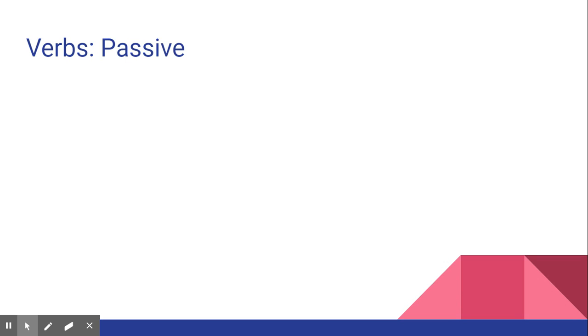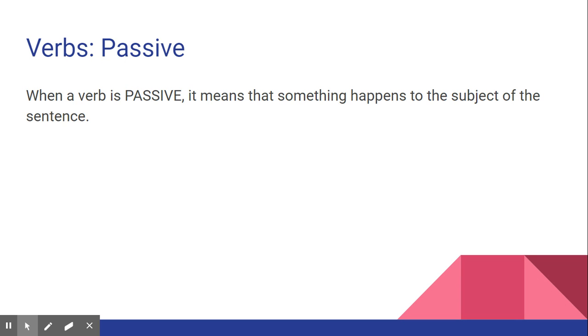Now, verbs can also be written in passive voice. When a verb is in passive, or when a sentence is in passive voice, it means that something happens to the subject of the sentence. You'll see it's kind of flip-flopped from the previous sentences. The ball was hit out of the park by Jessica. So now we've taken the direct object and we've put it in the place of the subject where it was originally.